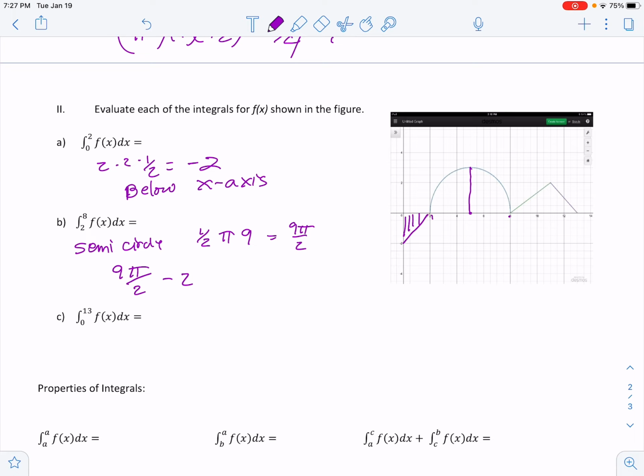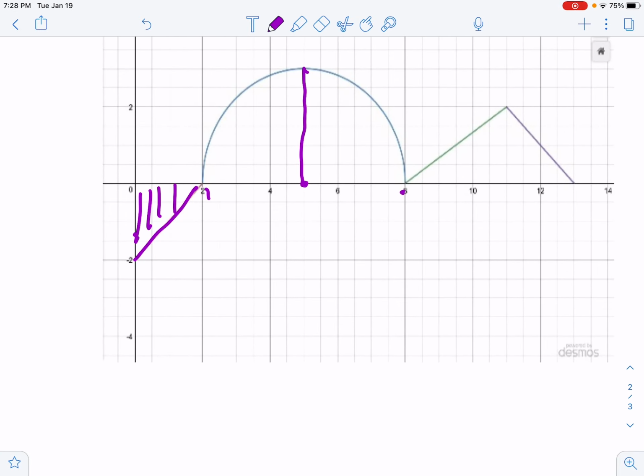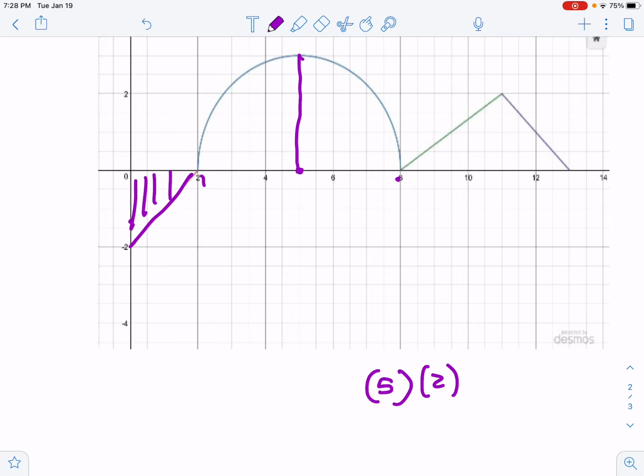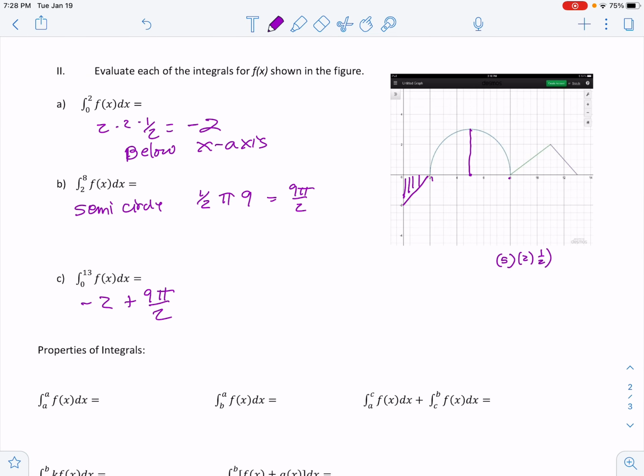Oh, that was only 2 to 8. Sorry. Don't need that. We need that down here. From 0 to 13. We start out with negative 2, and we add 9 pi over 2, and then we have to figure out this one, which goes from what to what? 8 to 13. So that's 2, 4, it's 5 by, what's the height? 2 times a half, so that's 5. So you end up with 3 plus 9 pi over 2, and that's your answer. Okay? Not bad. Geometric shapes, use them.